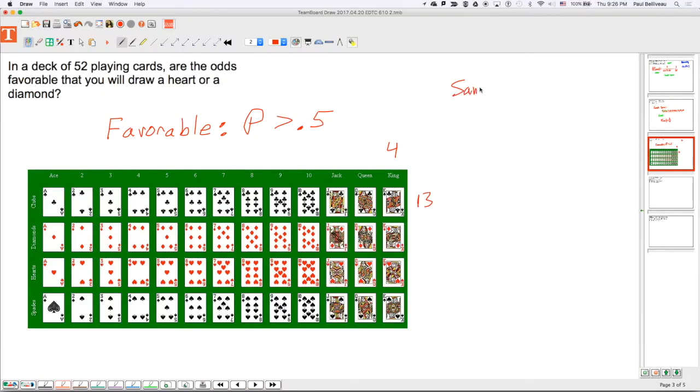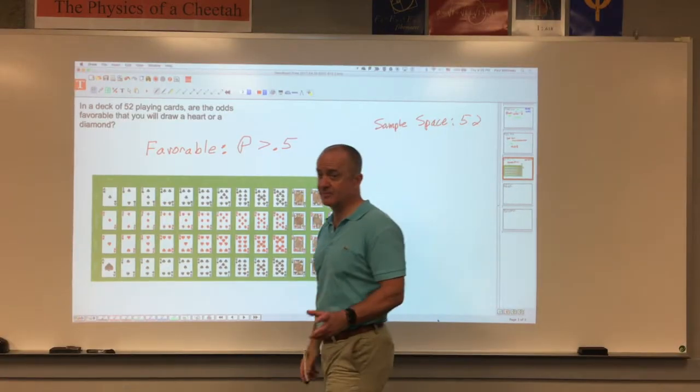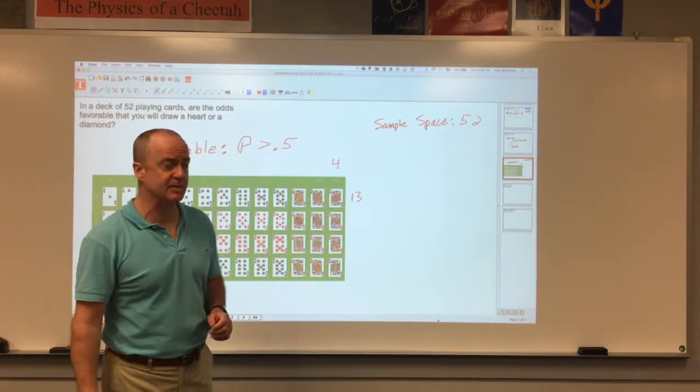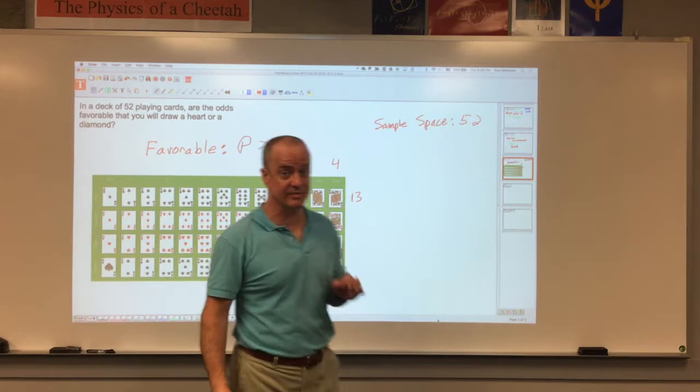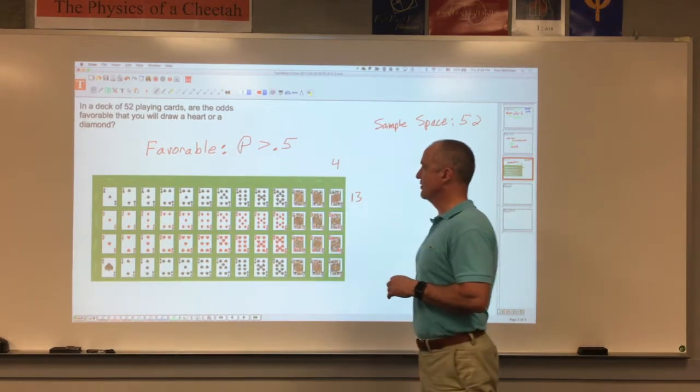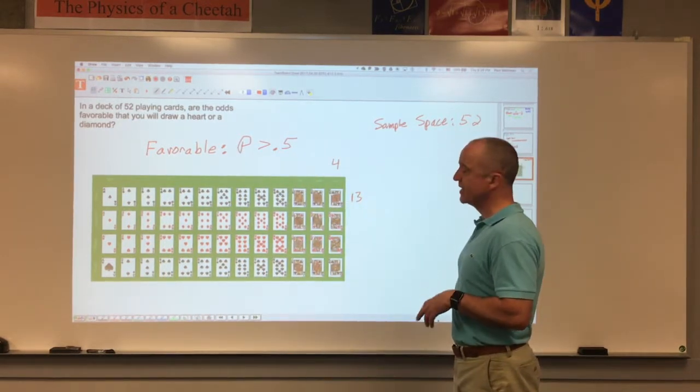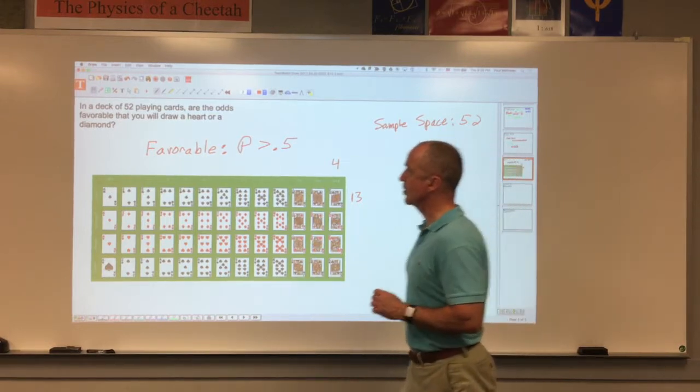We have a sample space of 52 cards. I'm not going to list them all this time. Sometimes it's helpful to list everything in your sample space. Sometimes it is a waste of time. This is definitely not the best use of our time right now. 52 cards in our sample space. What's the question again?